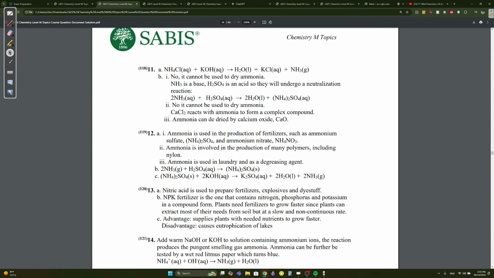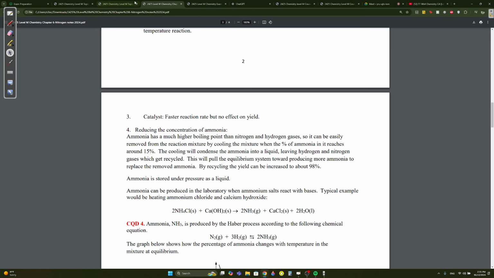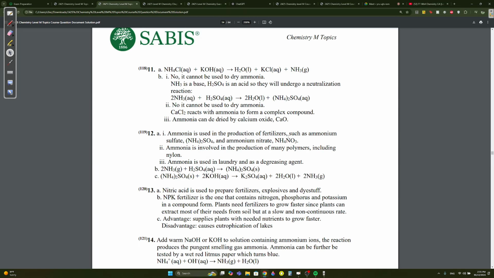Such as ammonia. There's three uses? There's only one, no? Ammonia is used in the production of fertilizers such as ammonium sulfate and ammonium nitrate. Okay, they listed these other three. Ammonia is involved in the production of many polymers. Ammonia is used in laundry as a degreasing agent. Okay. The only one they're probably gonna ask you tomorrow is probably gonna be this one.